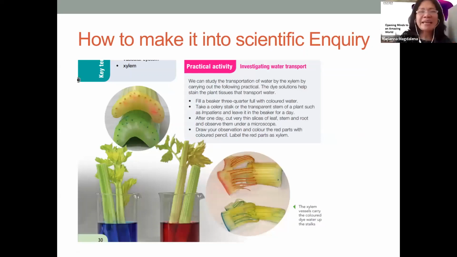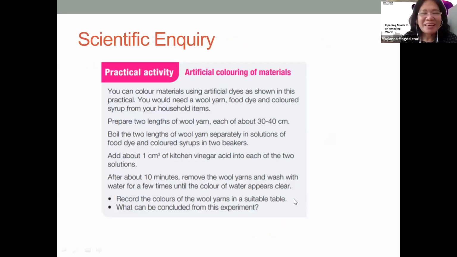Let's say we have two woolians, and two different substances, food dye and colored syrup. You put the woolians into these two substances in separate beakers and boil the two lengths of woolian separately in solution of food dye and colored syrup in two beakers. It means you have two different substances. That is the independent variable, because they are two different things.